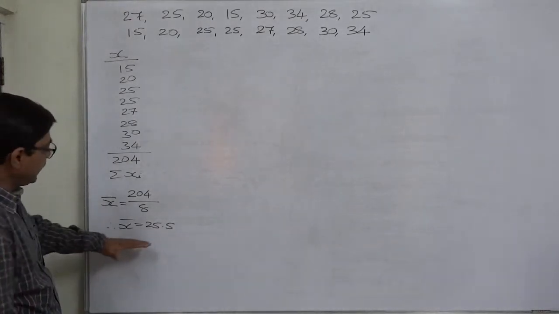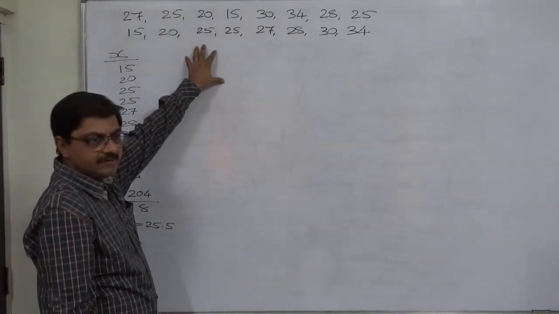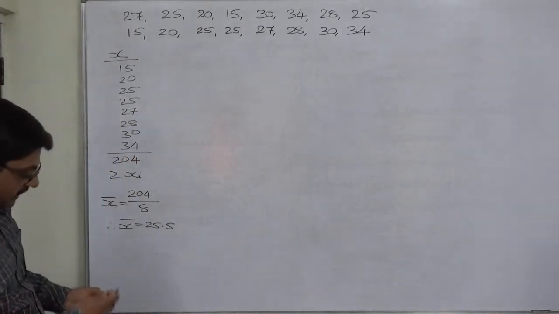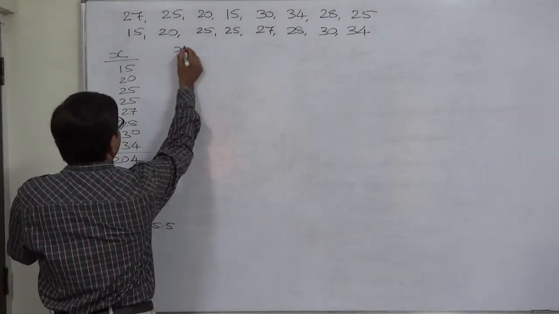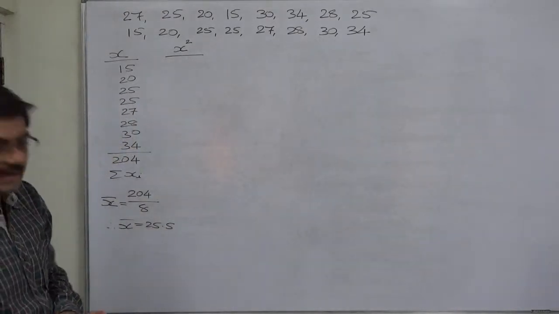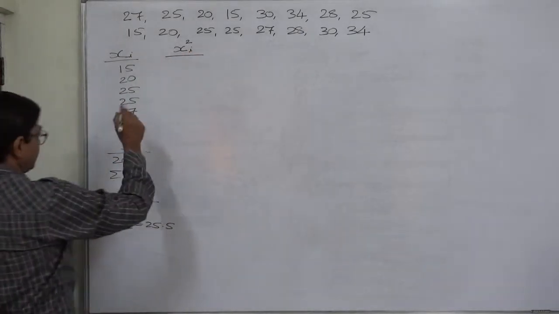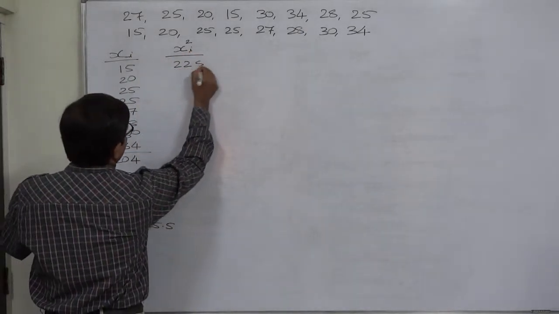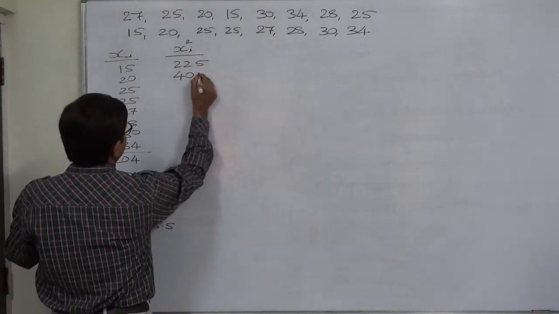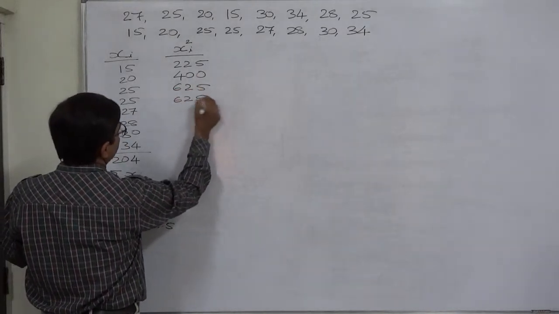Because if the mean is a fractional value, the calculation of squared values of the deviations taken from mean becomes somewhat tedious. So we are going to use another formula. And for that purpose, first of all, we have to find out squared values of x, or squared values of all the data values. First is 15, its square comes to 225. Second is 20, 400. Then 625 and 625.